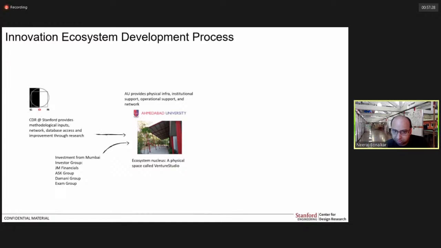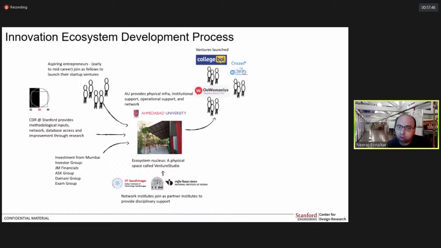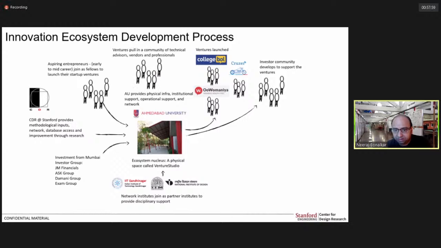We brought in our methodologies, our culture building methods, models. We worked with young entrepreneurs, early to mid-career. We worked with a local network of universities, engineering, business, design front, to actually launch new companies, to launch new ventures. These were not all technology ventures. They were service ventures. They were hardware ventures. We built a community of investors to support the ventures.